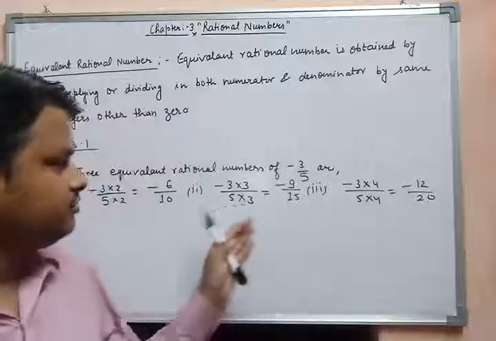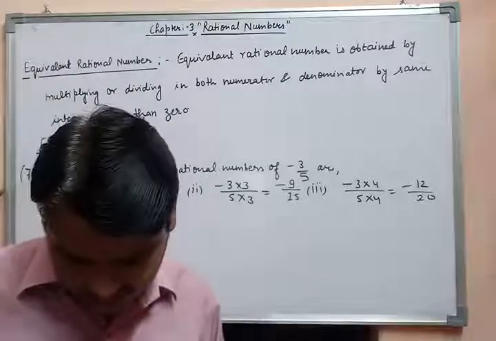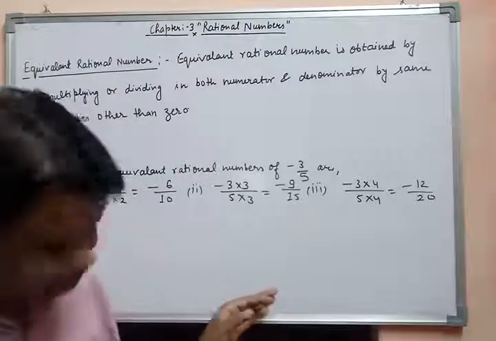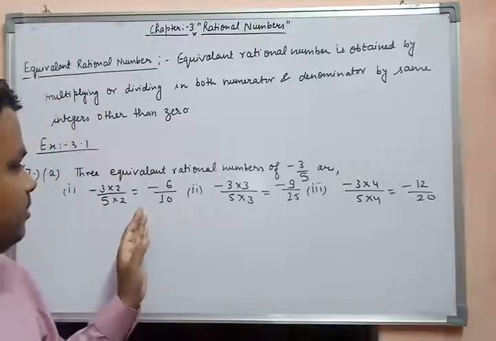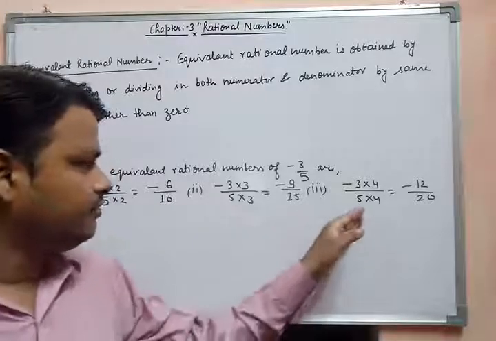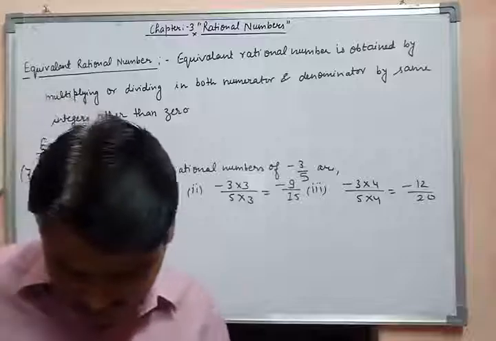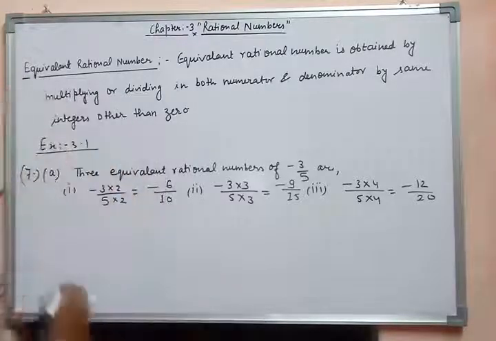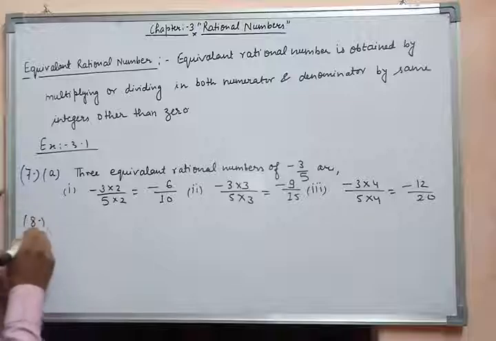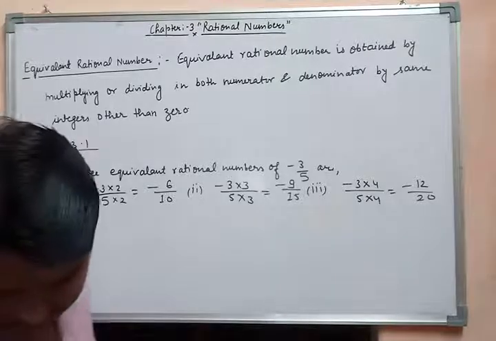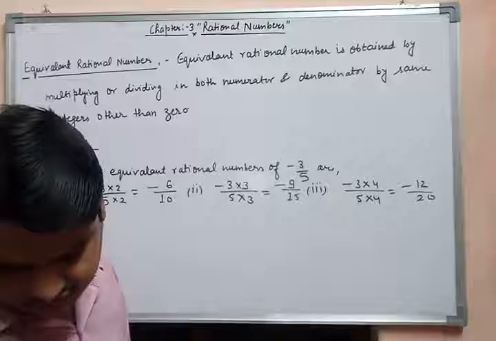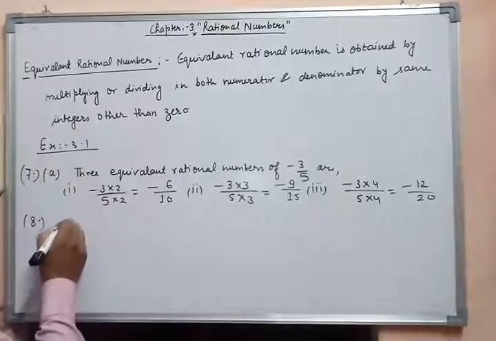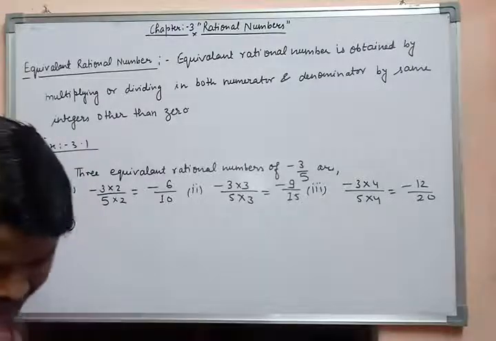So this is the solution of this question, and you have to solve the other remaining parts with this process. Now we are moving to our next question. Question number 8. Question number 8 is, which of the following rational numbers are equivalent?